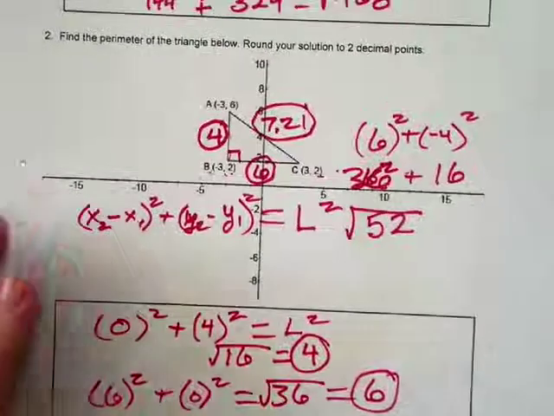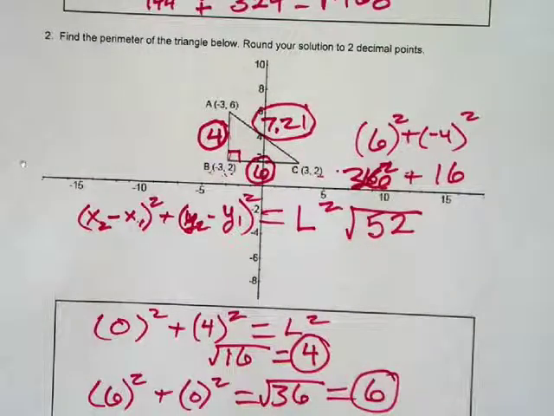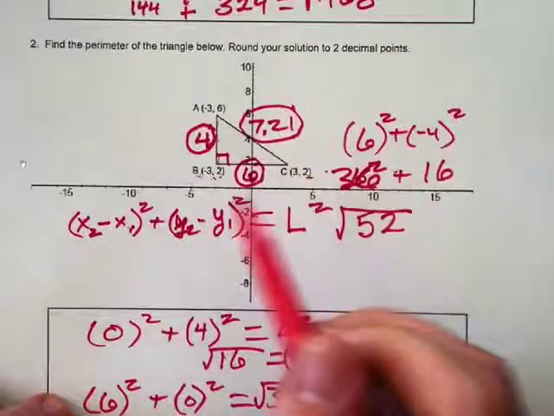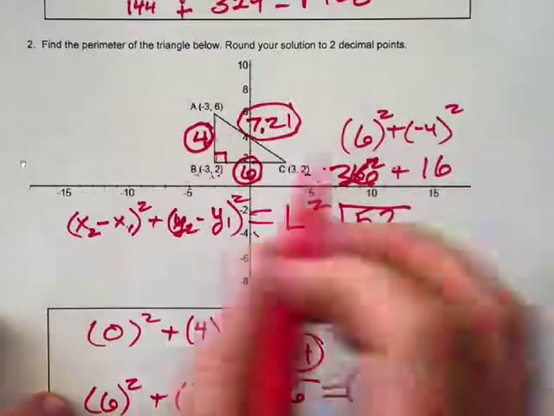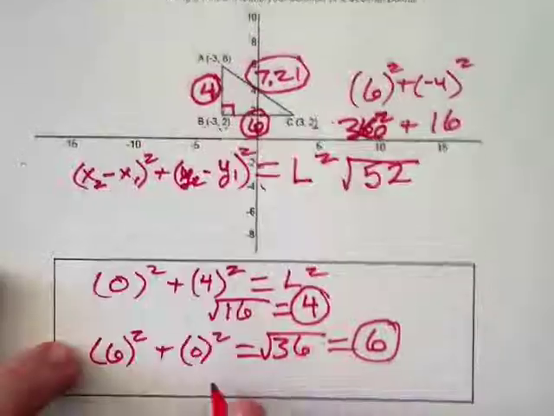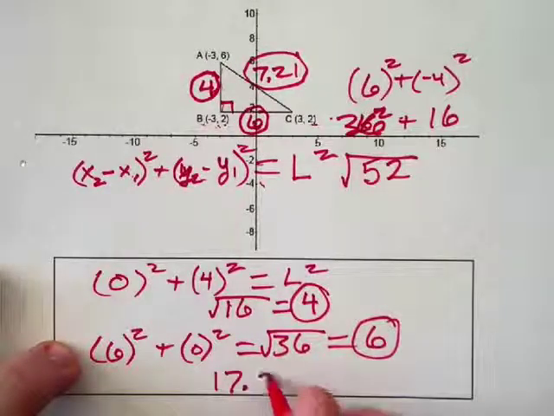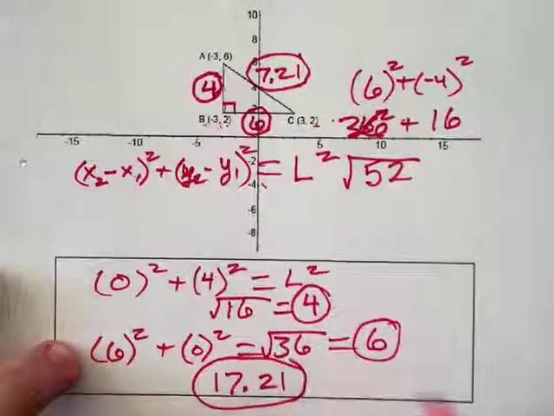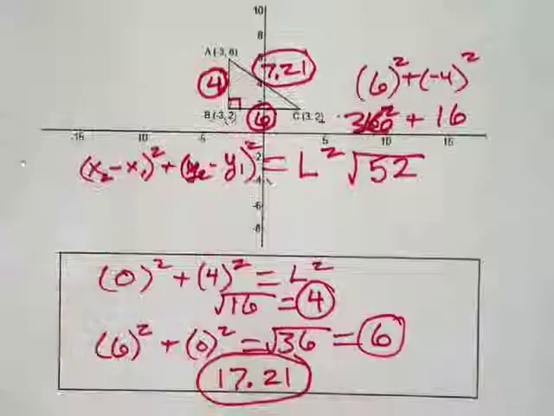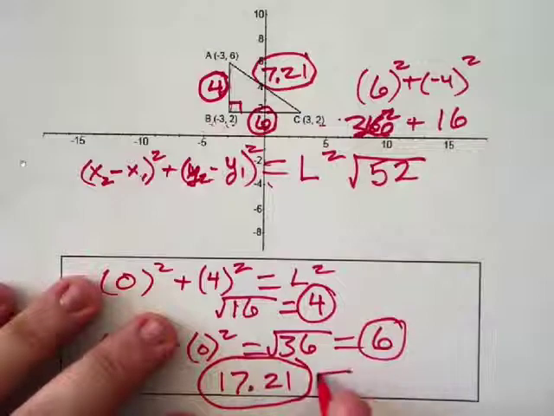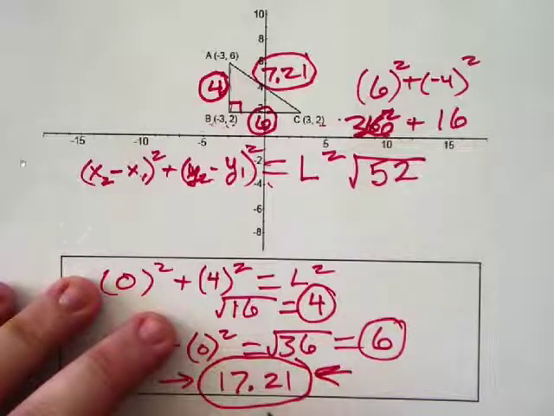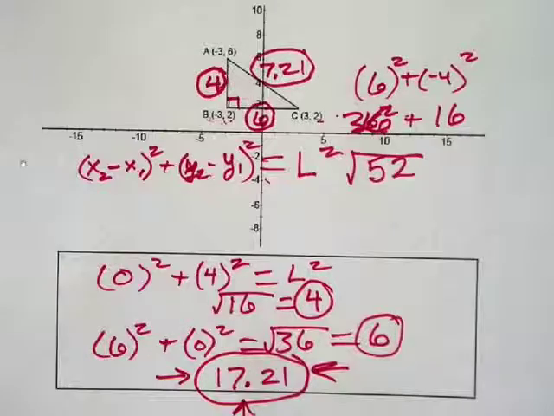Okay, so now we have the length of each side, and the question comes up, what's the perimeter? The perimeter is adding up all the sides. So 6 plus 4 is 10. 10 plus 7.21 is 17.21. That's the perimeter. So that's how you go through and find the distance and stuff like that. You just say, okay, x minus x.